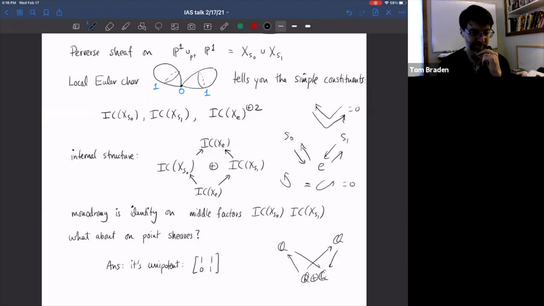Mackie and I checked it in very easy cases. But not in general, right? But that motivates again, if you believe this, that motivates some tilting-like property of the central sheaves.